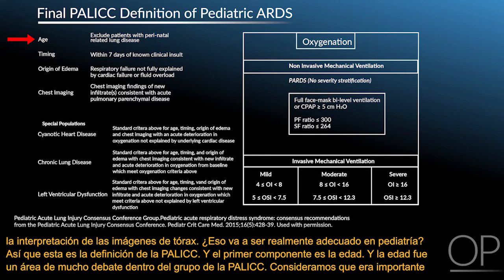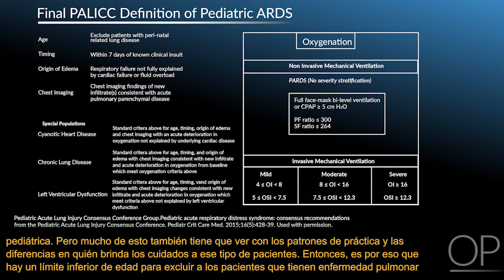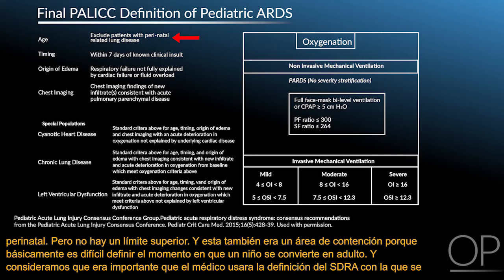And this was an area of a lot of discussion within the PALICC group. We felt it was important to eliminate the lower end of the spectrum, those neonates, for example, that were premature and that had perinatal-related lung disease. Now, that's not to say that a lot of that pathophysiology may not be shared, right? In fact, it might be quite similar to what we see in the pediatric ICU. But a lot of this also has to do with practice patterns and the differences in who takes care of those kinds of patients. So that's why there's a lower age limit, excluding patients that have perinatal-related lung disease. But there's no upper limit.